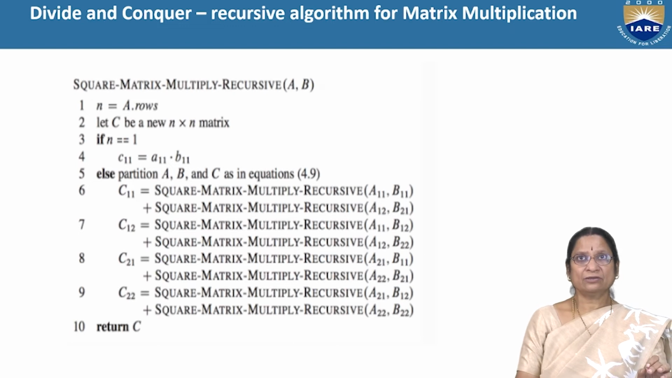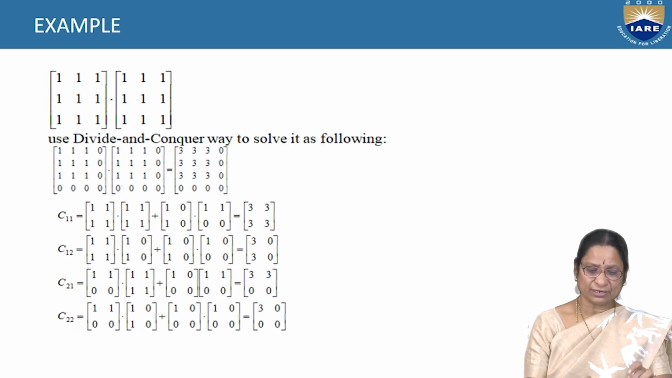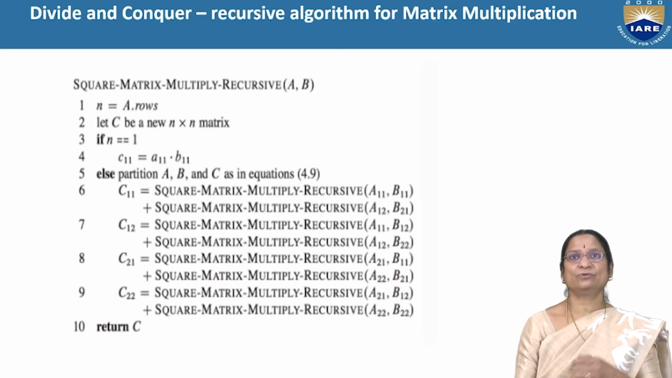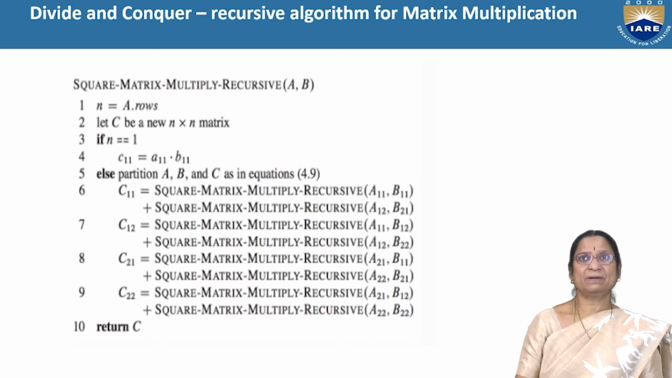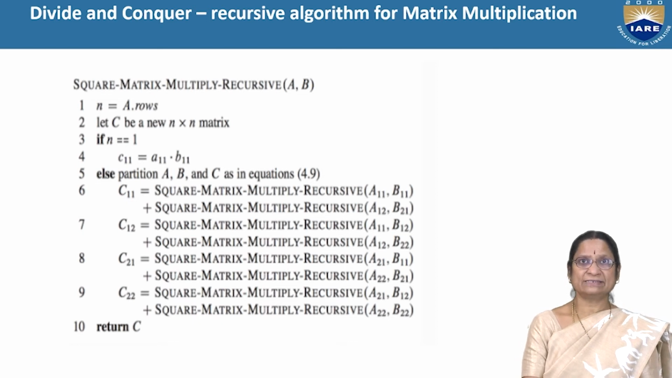So this is an algorithm for divide and conquer using recursion. Previously, you observe how many times we are doing multiplications? 8 times. 8 times we are applying multiplication, which means 8 times we have to call the same algorithm again. Only square matrices we are considering here. Please observe the square matrix multiply using recursion, using divide and conquer.